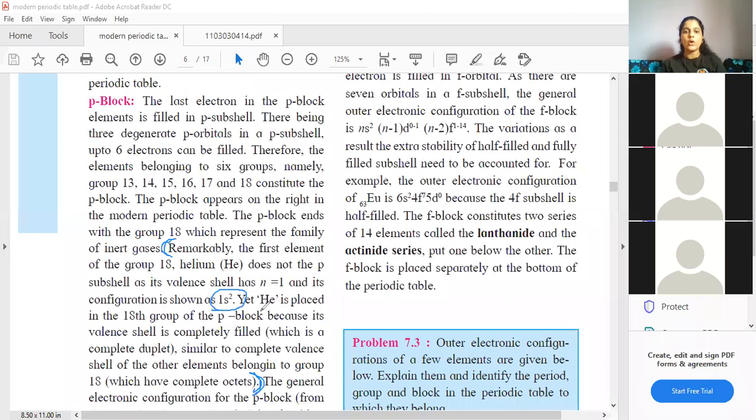Yet helium is placed in the 18th group of the P block because its valence shell is completely filled, which is a complete duplet, similar to the valence shell of the other elements belonging to that group. All the other inert gases, like neon, are also in a complete stable state, but an octet state. Okay, fine. All right. So this is one exception that you can remember.